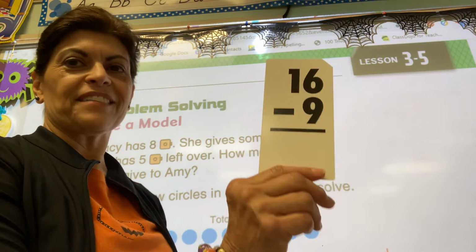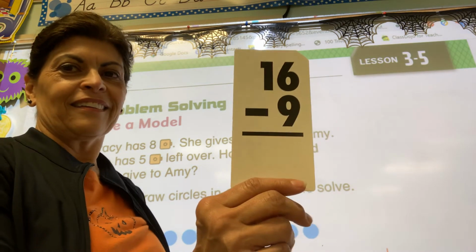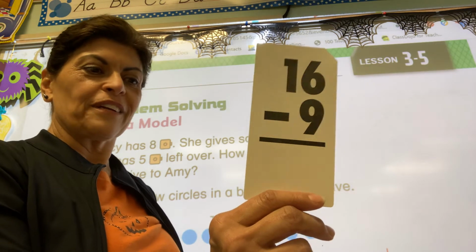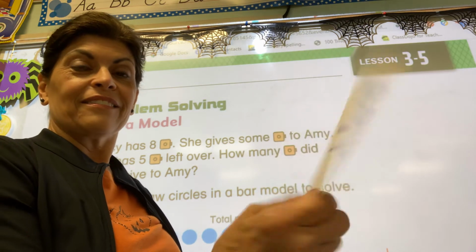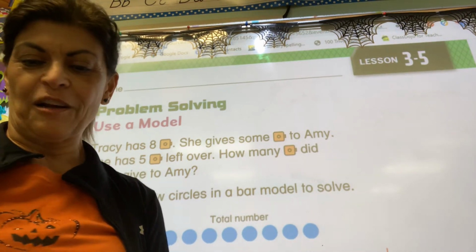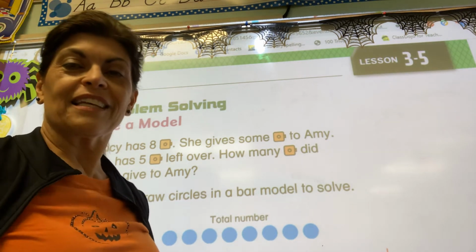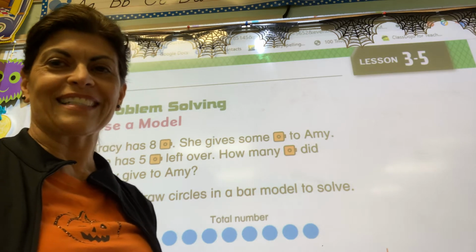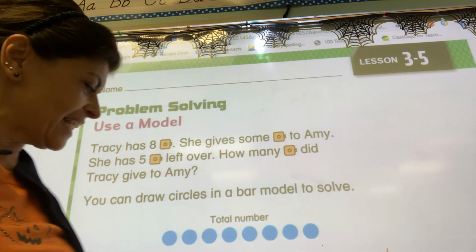And the last one, this is a big one, 16 minus 9. I'll give you 5 seconds to think of that one. 1, 2, 3, 4, 5. Equals 7. Good job. Always good to start our math lessons off with a little mental math because it is so important that you practice your math facts every day. Makes your lessons a lot easier.